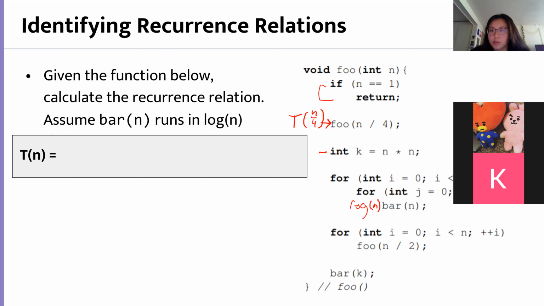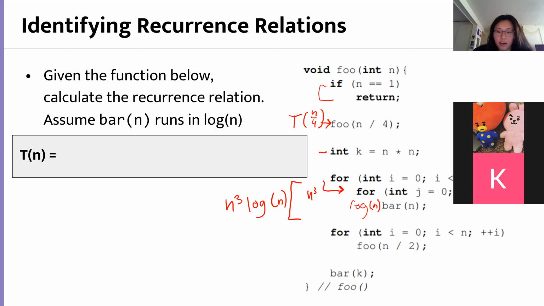For int i equals 0, i less than k, so this is n squared, as seen in the previous step. And then we have a nested for loop from j equals 0 to j less than n. So these two nested for loops will run n cubed times, right? Since we have this n squared and this n right here. And we know that bar n is log n time. So this entire statement right here is n cubed log n.